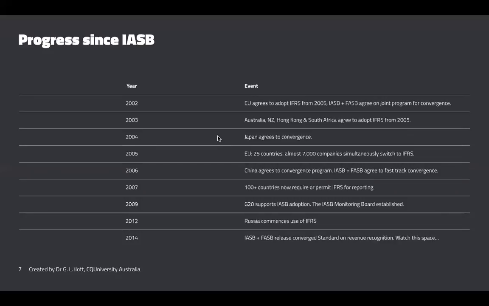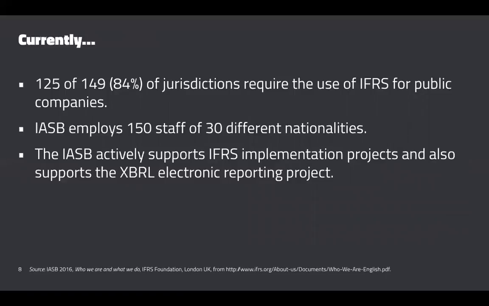And there's a brief history of the main events that have happened ever since. So Australia has committed since 2005. Japan's on board, the EU is on board, so is China and Russia. By 2007, 100 plus companies required or permitted IFRS for reporting. And currently, 84% of jurisdictions dealing with the IFRS now require IFRS for public companies. The IASB itself employs 150 staff covering 30 different nationalities. So it's not a small back office. This is a very large operation.